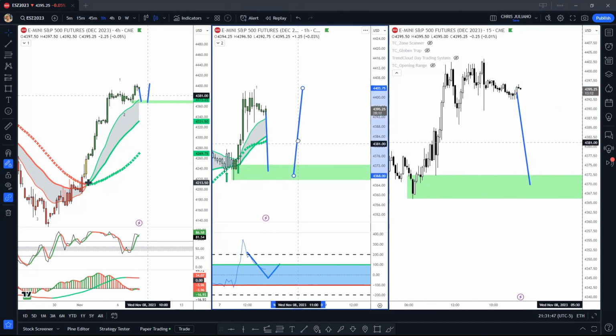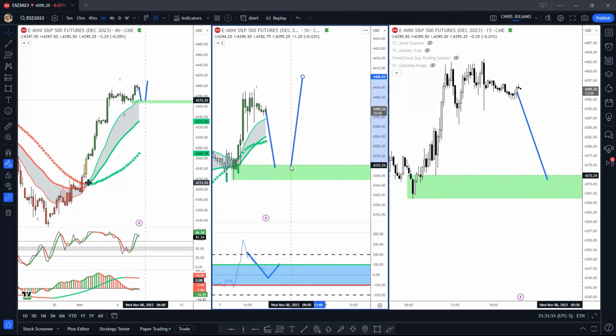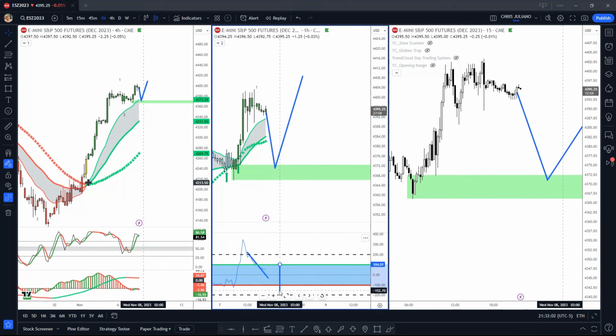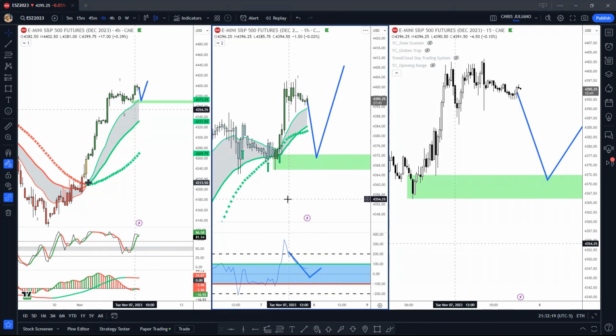On this pullback here into the demand zone, we want to see that the CCI indicator pulls back into this blue shaded area without breaking below, right? Without doing this. If it does this, all bets are off. We want it to do this and start bouncing out. That is going to give you the most powerful setups for your supply and demand zones.